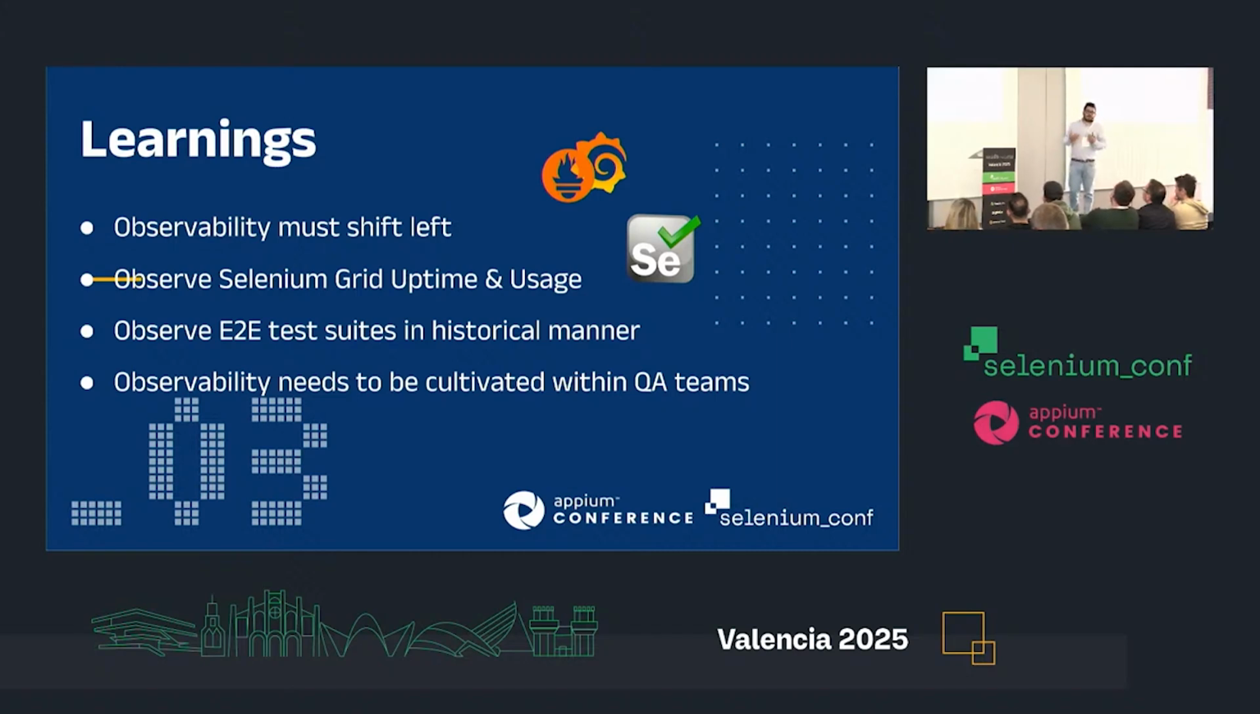In the end, you need to cultivate observability in your QA teams. As more complexity comes to web applications nowadays, more complex applications are coming. The more complex our testing solutions may be, and you need to cultivate this observability as much as possible within your teams.